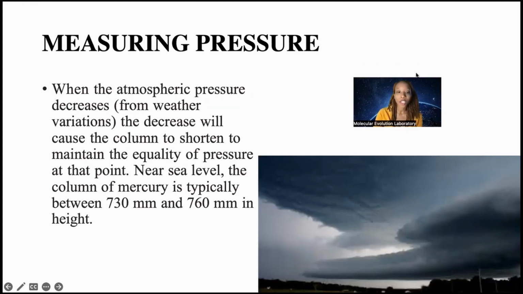When the atmospheric pressure decreases from weather variation, the decrease will cause the column to shorten to maintain the equality of pressure at that point. Near sea level, the column of mercury is typically between 730 millimeters and 760 millimeters in height.